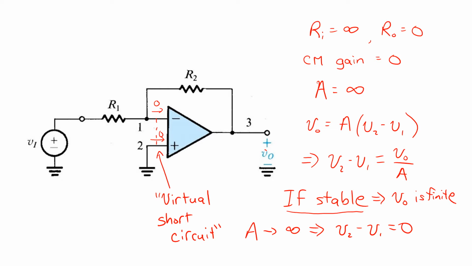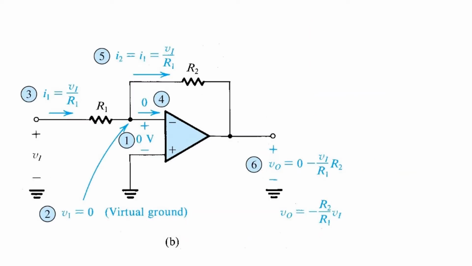We're going to use the virtual short circuit assumption often in our analysis of ideal op-amp circuits. But keep in mind that every time we use it, we've implicitly assumed that the circuit is stable. Detailed analysis of stability is a later topic. We return now to our detailed step-by-step analysis of the inverting configuration.